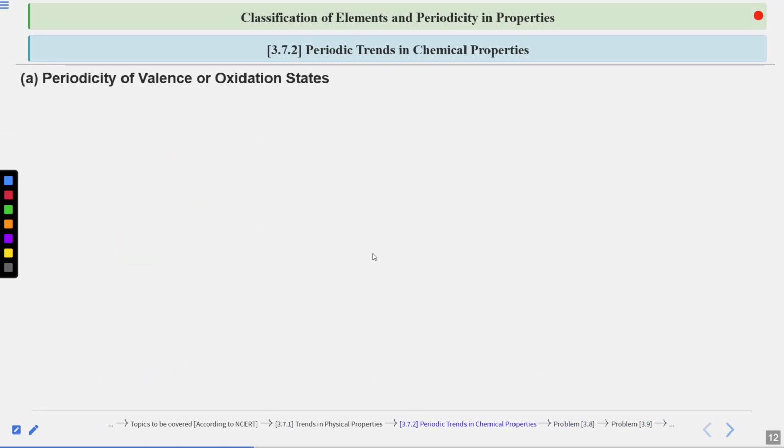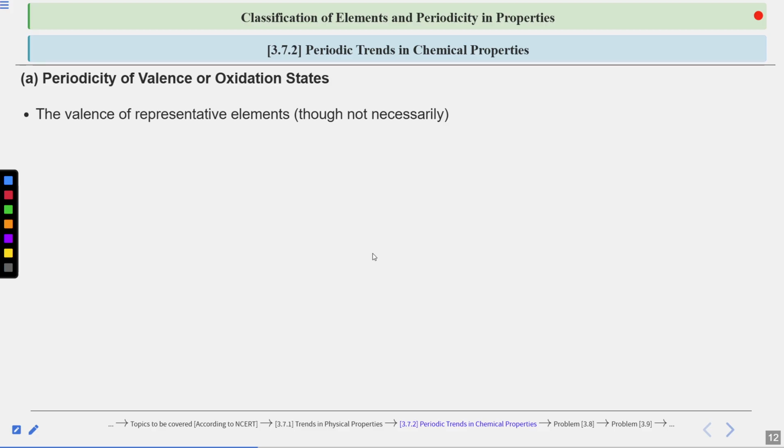Now we will move on to the periodicity of valence or oxidation state. So in this point, our focus would be on the trends in chemical properties. We have covered all the physical properties. Now we will move on to the chemical properties. The first is the oxidation state or the valence. So if I talk about the valence of representative elements, then how can it be calculated? But it is not absolute. It can change according to the compound. But for now, you can consider this.